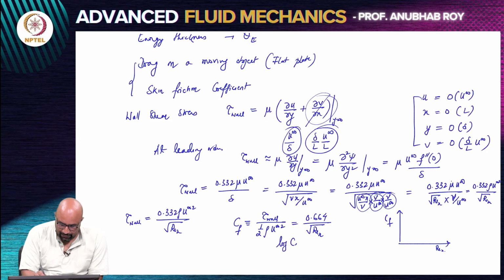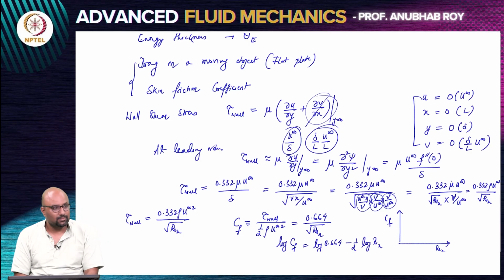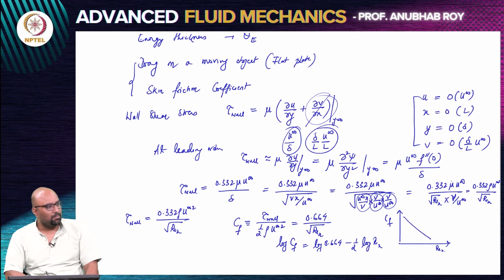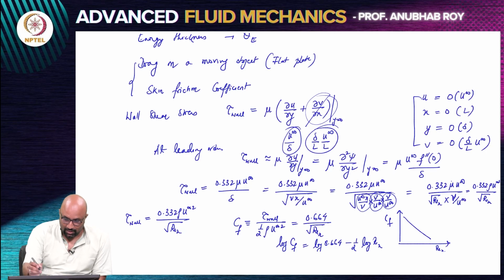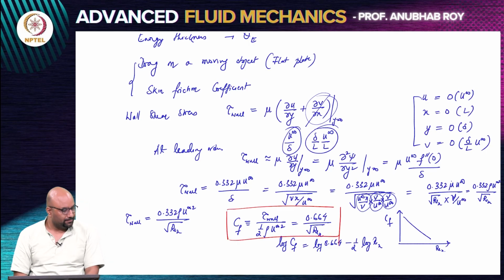log CF is log 0.664 minus half log Rex. So, it would be a line of slope minus half. This is what should come if you were to compare with anything. So, this is what the theoretical prediction is. Blasius' theory predicts that the skin friction coefficient is precisely this number. So, this is a very important thing for us to go forward with.